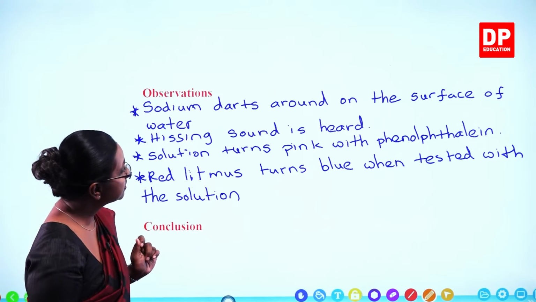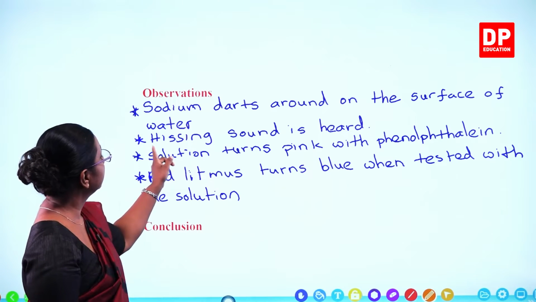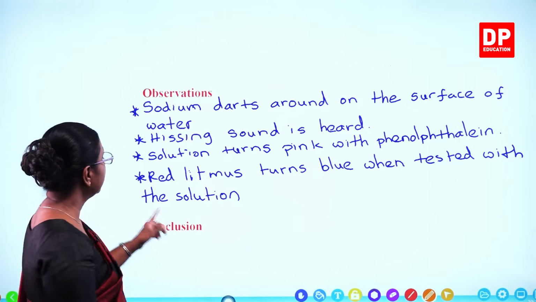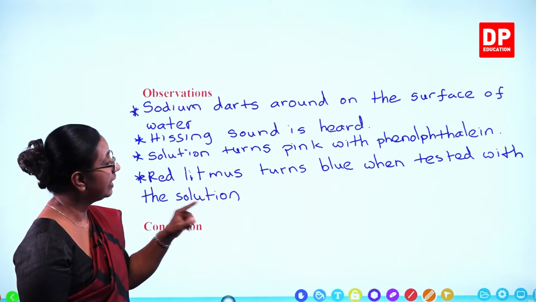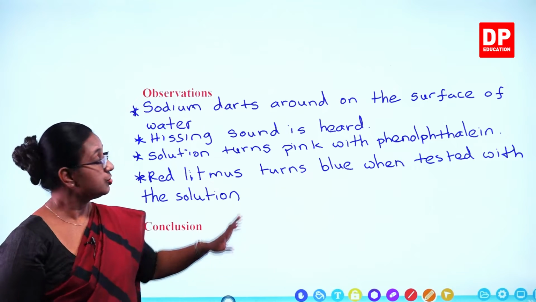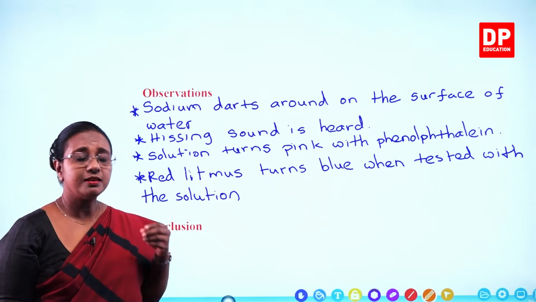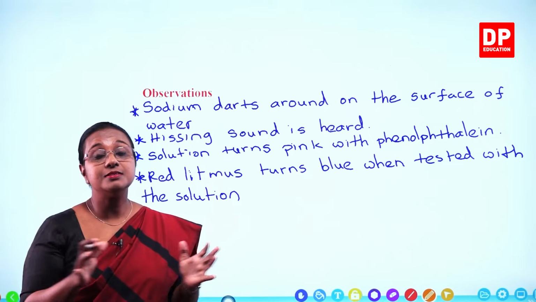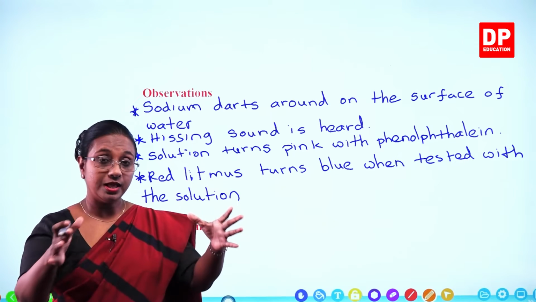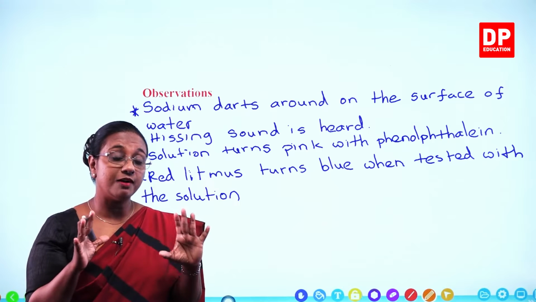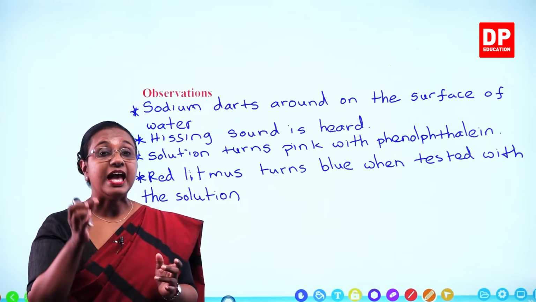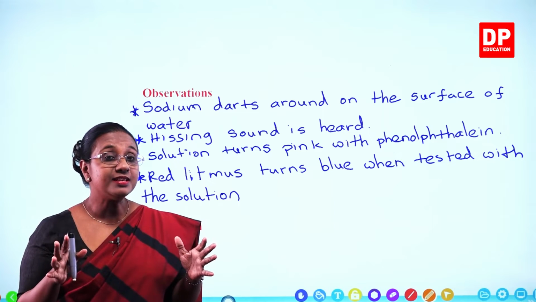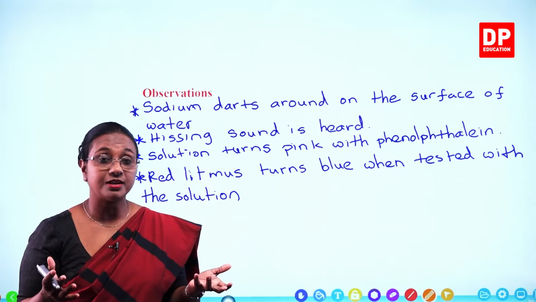So sodium darts around on the surface of water. Hissing sound is heard. Solution turns pink with phenolphthalein. Red litmus turns blue when tested with the solution. So all these observations, and the reaction was very fast. Now we took a very large amount of water. We took that big trough, and in that you saw there was a large volume of water, and we put a very tiny piece of sodium. So that itself is a very fast reaction.